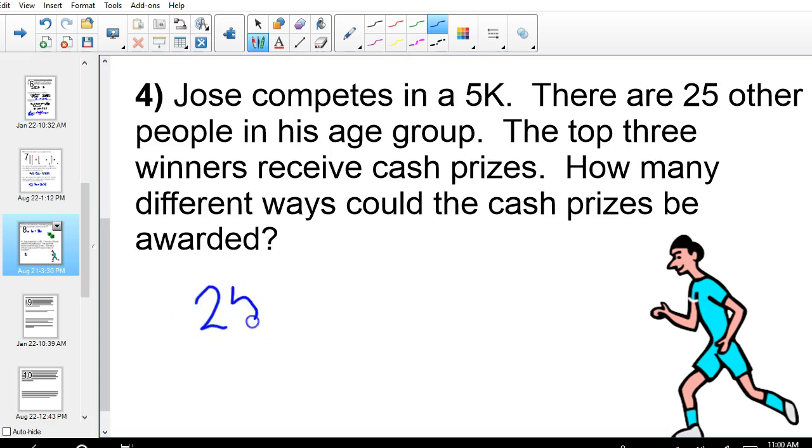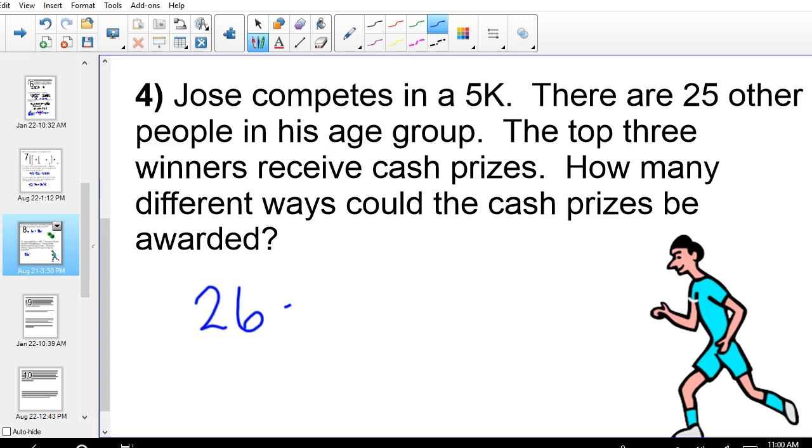25 different people could win first place. You're right, it should be 26. Thank you, smart thinking there. Very good. That's tricky. I don't even think I meant to be that tricky. I did the answer wrong on the answer key that I've got right there. But you're right, 25 other people would be 26 altogether. So we've got 26 people that could win first place.